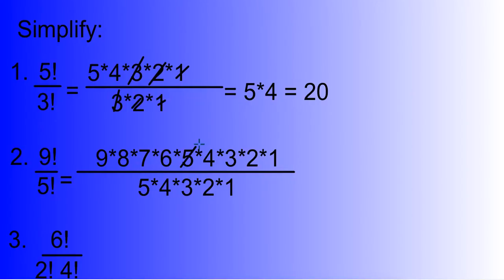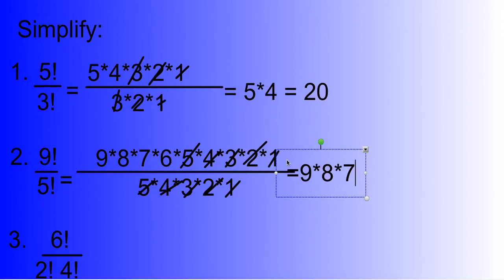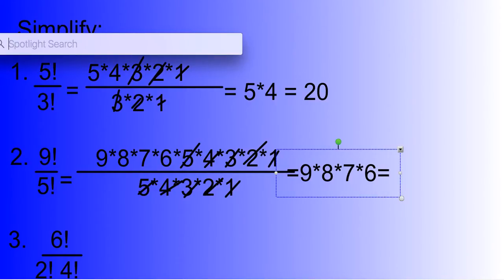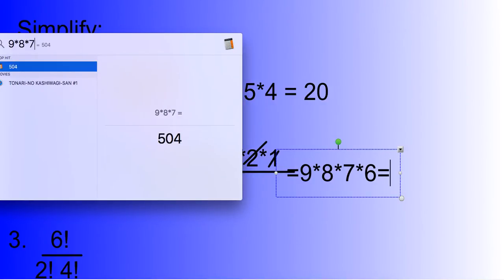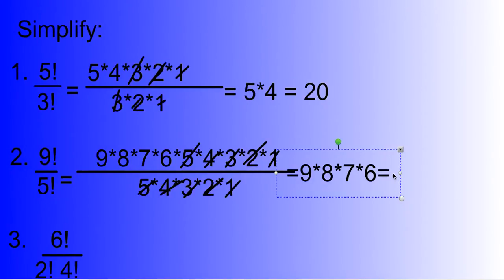Okay, so we end up with this. And the 5 will cancel out. 4, 3, 2, and 1, all of those are going to cancel. And so we end up being left with only 4 factors. Remember, factors are things that are multiplied. So 9 times 8 times 7 times 6. And I don't know what that is off the top of my head, so I'm just going to type it into my spotlight. 9 times 8 times 7 times 6 is 3,024. And that's as simple as we can get that one.